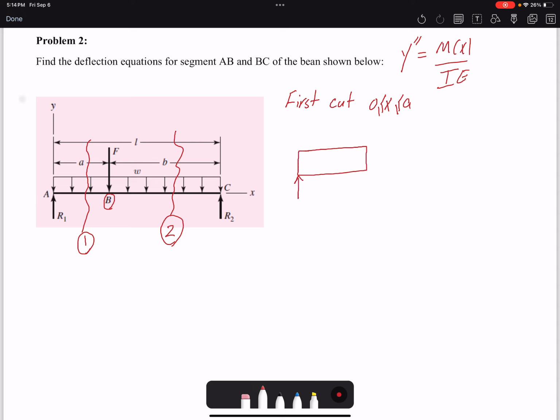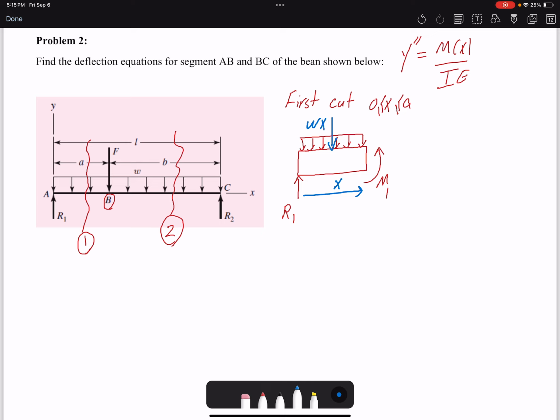The reaction force, we can find it, but for our case I'm just going to call it R1. I have my distributed loading, and here I have my moment. I'm going to call it moment 1. The resultant for my distributed loading would be w times x, because this length is x. That would be wx.